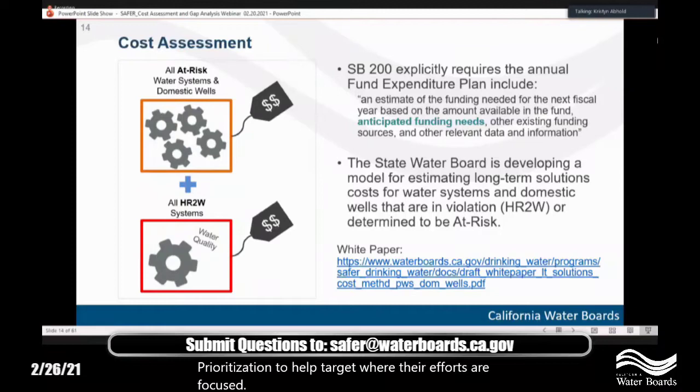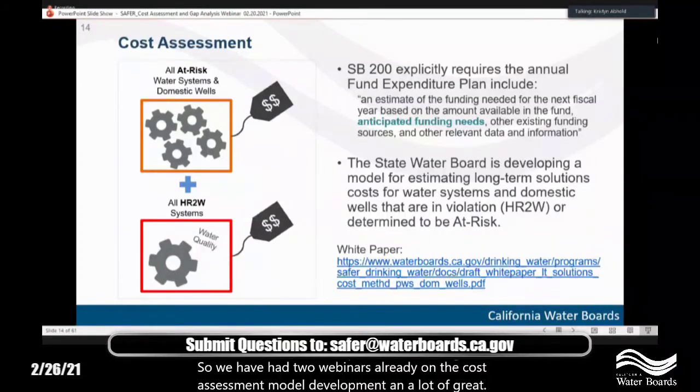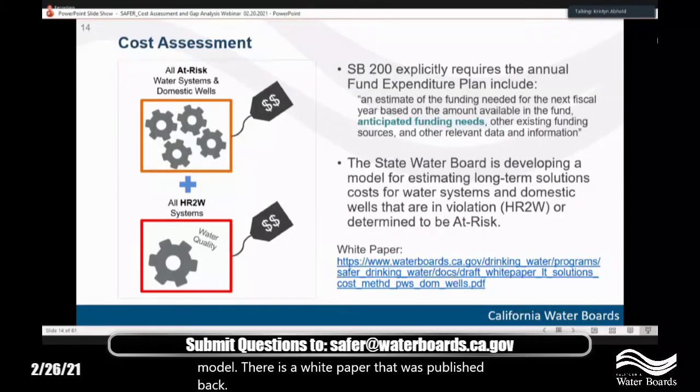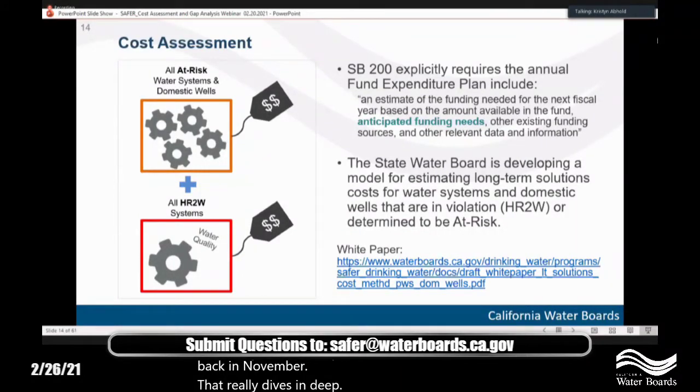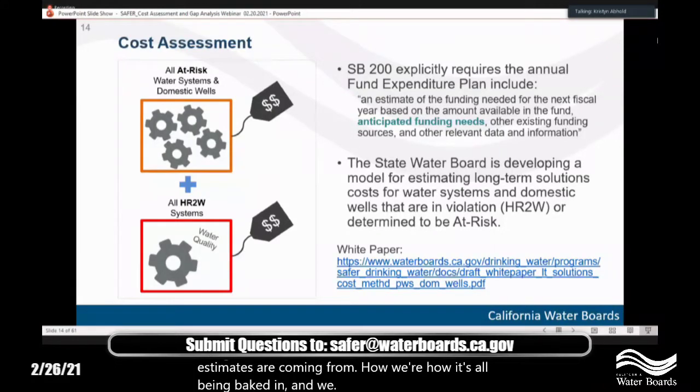So we have had 2 webinars already on the cost assessment model development, and a lot of great public feedback has come in to help us refine our model. There is a white paper that was published back in November that really dives in deep on all of the different components of the cost model, where the cost estimates are coming from, how it's all being baked in, and we do encourage you to take a look at that if you're interested in more.